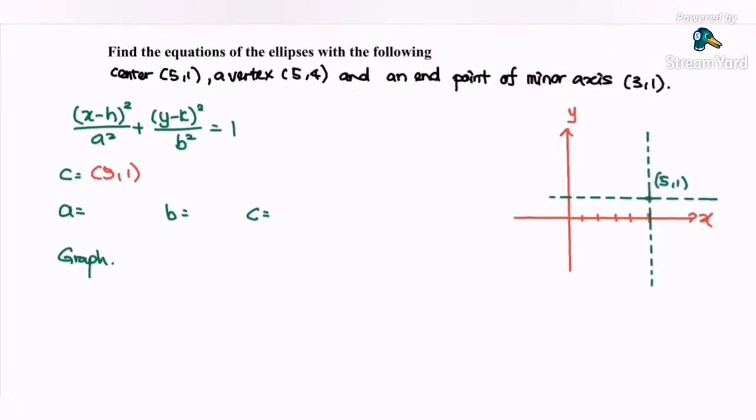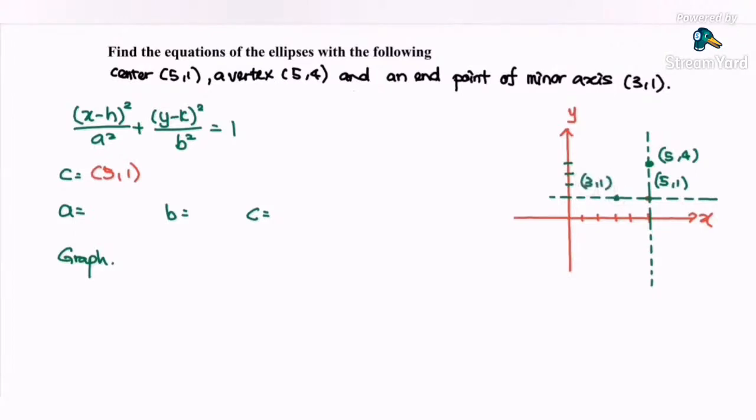Next, we have the vertex (5, 4), which refers to the y. So where we have 1, 2, 3, 4, here we have the point (5, 4). Next, we have an endpoint of the minor axis (3, 1). So here we put the location of (3, 1).